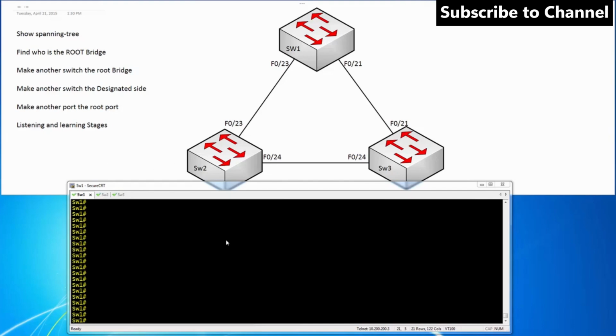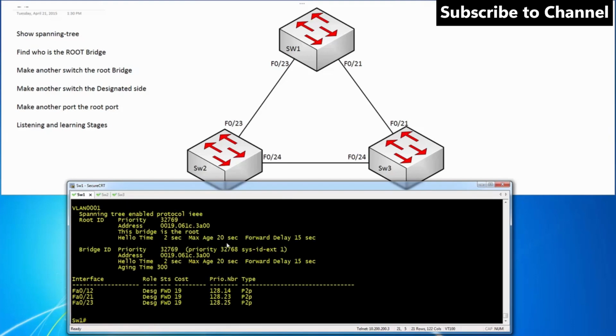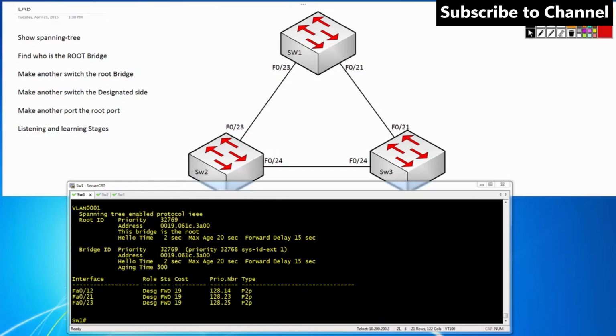So, the first command that we're going to learn is show spanning-tree. Now, normally if you have multiple VLANs, it would continuously scroll down, and you would see the instances for each VLAN. But for our simplicity, we're only going to be focusing on VLAN 1. When you look at the output of show spanning-tree, there's a couple of important pieces of information.